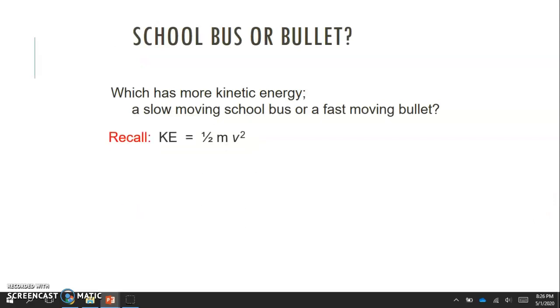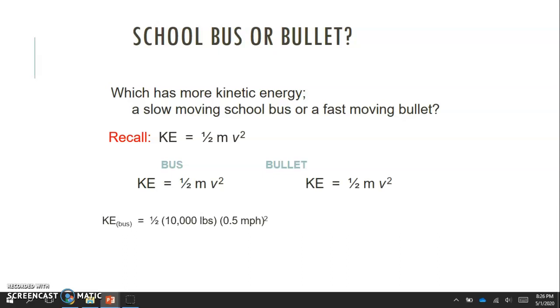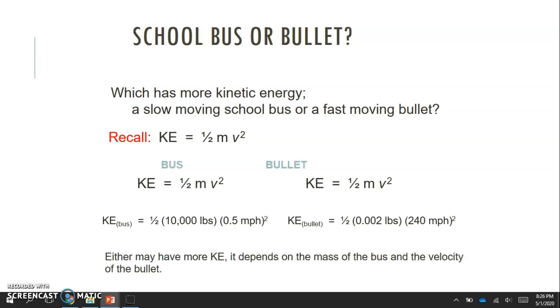The example says school bus or bullet. Which has more kinetic energy, a slow-moving school bus or a fast-moving bullet? If we look at our energy calculation, kinetic energy equals 1/2 mass times velocity squared. For your school bus, you've got 1/2 times 10,000 pounds times 1/2 mile squared. So the school bus weighs a lot, but it's not moving very fast. Your bullet doesn't weigh a lot, it's 0.002 pounds, but it's moving at 240 miles per hour.